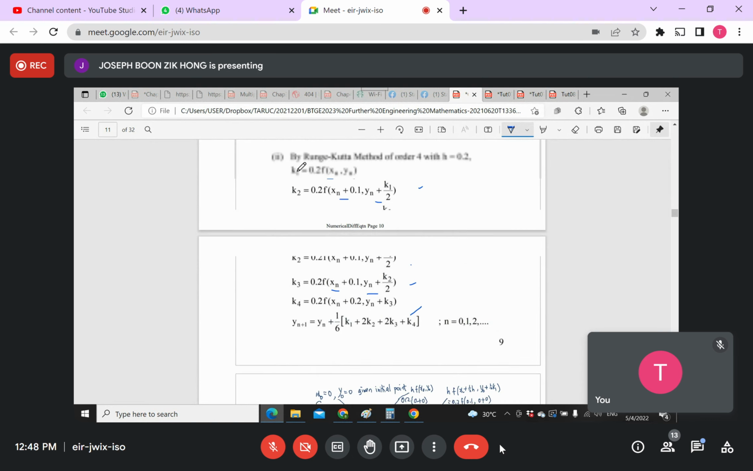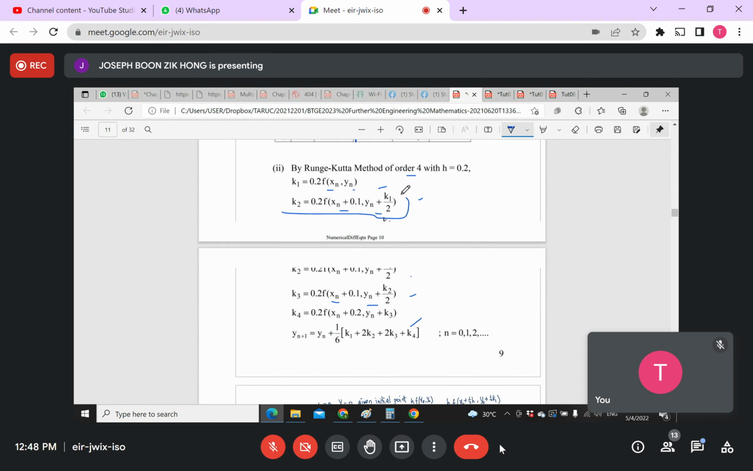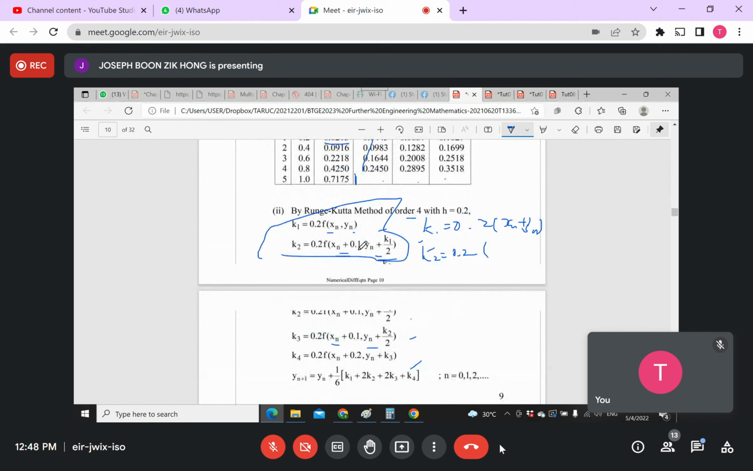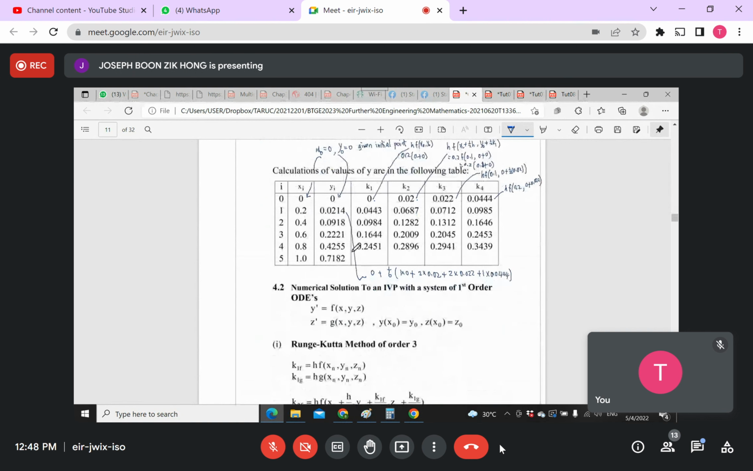If you don't want to use this one, you can always change it. K1 is easy to check: it is equal to 0.2 times the function, because I know the function is xn plus yn. You can put it into something like this, and then your K2 will be 0.2 times this one plus this one. So you don't need to put the function there and then check back what the function is again and again. Basically the idea is the same. Again, you do until the 5th step, then we stop there.